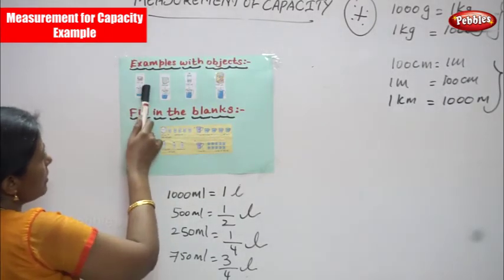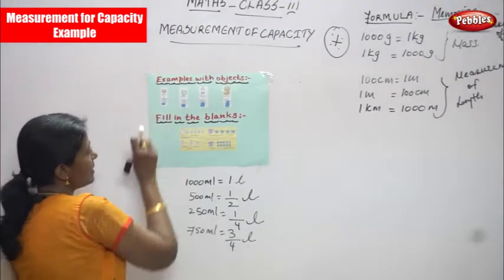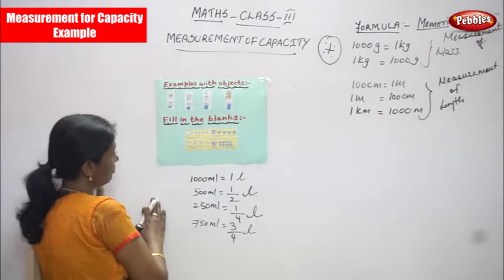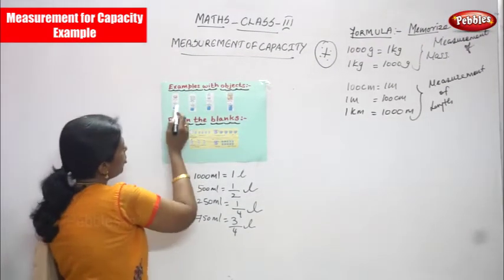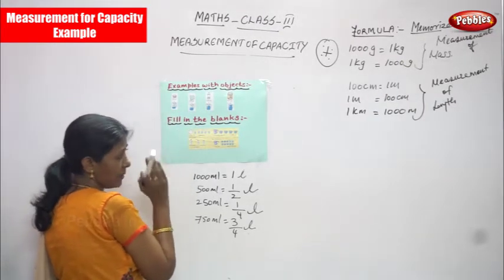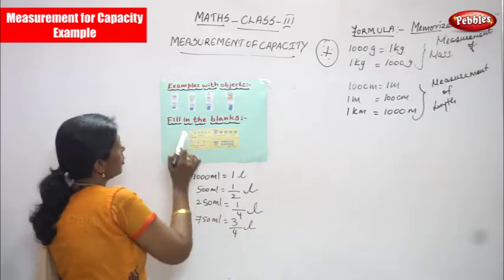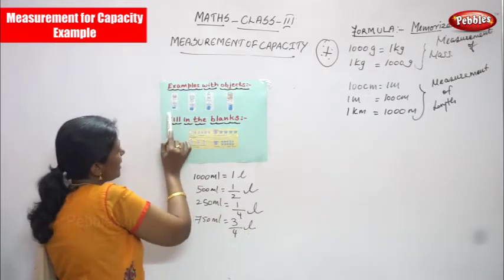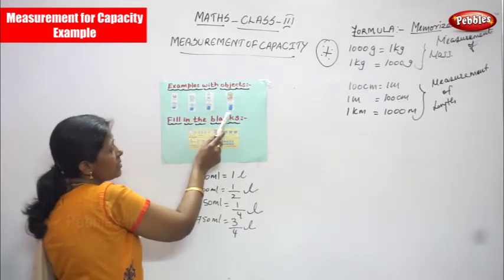So here, what is the example? 250 ml is a cup. It is completely filled with milk, or a cup filled with Boost or Horlicks, whatever it may be. So it is a liquid. Capacity means we measure only liquids. So 250 ml, here 500 ml, here 750 ml, here 1000 ml.